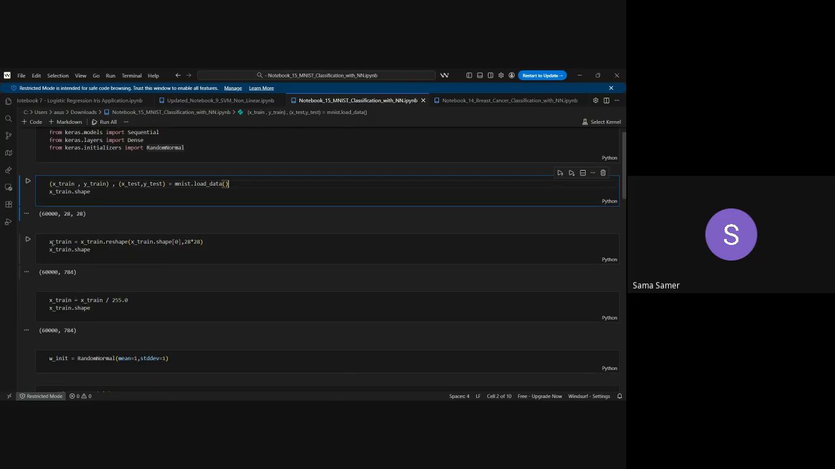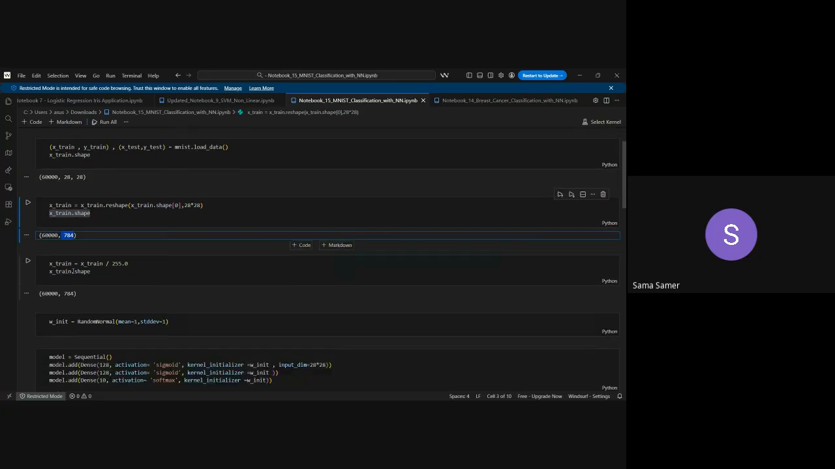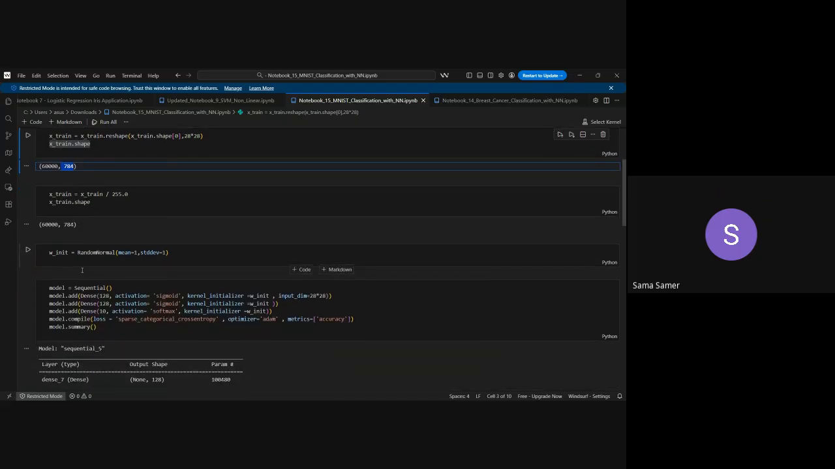Then I have reshaped our X train data. I have reshaped it to 28 by 28 pixels because sometimes the data can be bigger or smaller. So this is to make sure that the data is what we need. Then I checked X.shape, and we find that we have 60,000 rows with 784 features. Okay. And then what did we have here?